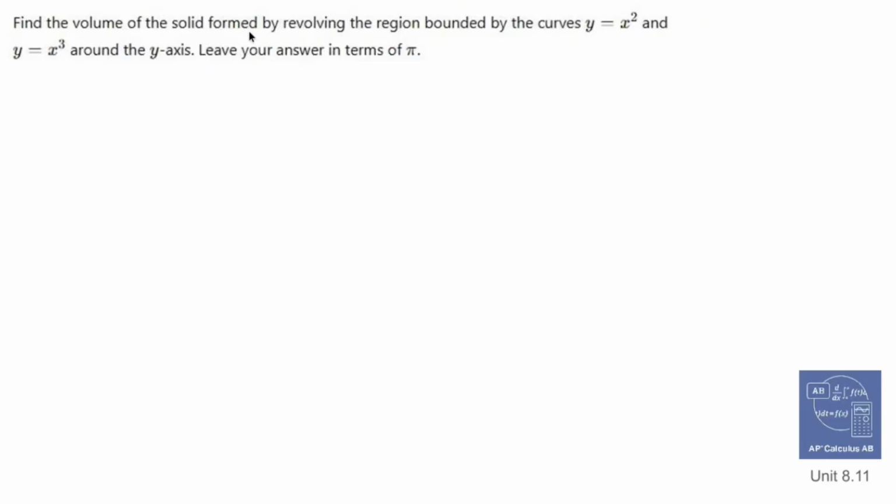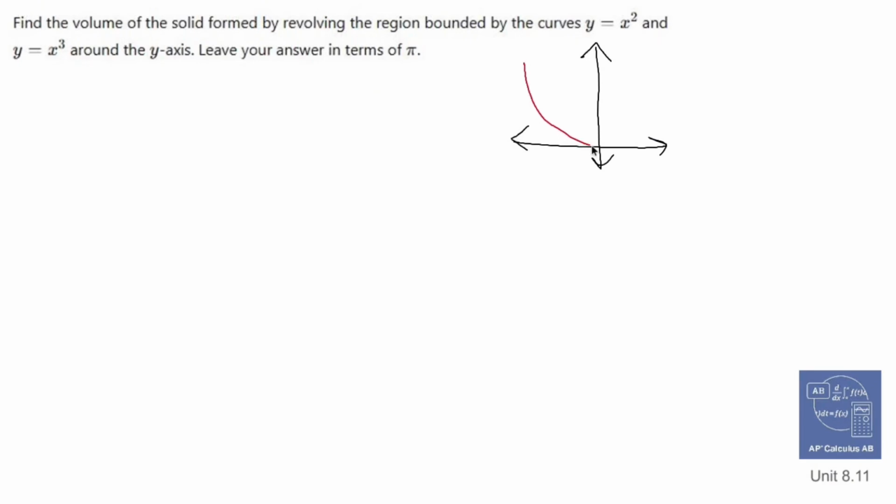Find the volume of the solid formed by revolving the region bounded by the curves y equals x squared and y equals x cubed around the y-axis. Leave your answer in terms of pi. We did a very similar problem in the last problem. Those of you who watch all my videos in order know what's going to happen.